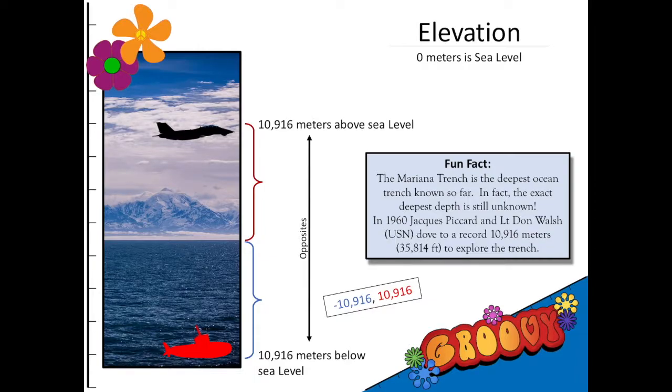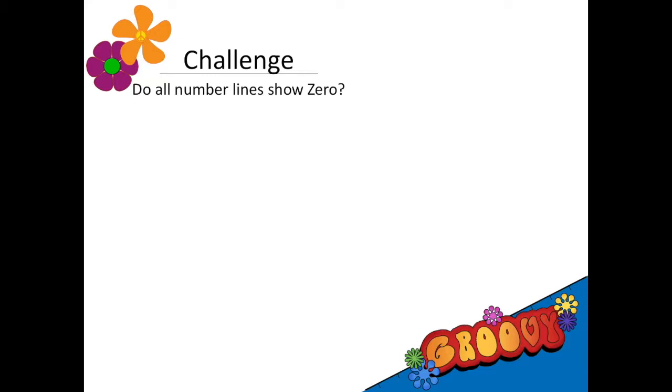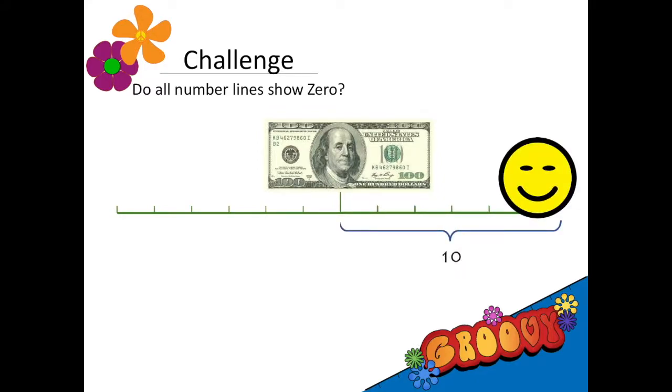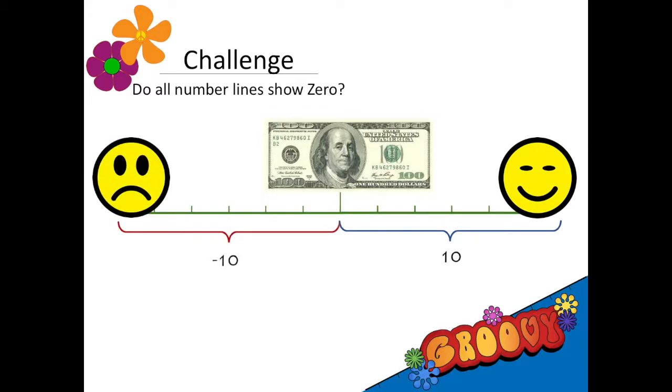But I do have a challenge for you. It's a question. Do all number lines show 0? You may want to say yes, because we just discussed the concept of opposites and it's based on 0. But in fact, other numbers can kind of act as a 0 point. It sounds confusing, but watch this. Let's say you have $100 and you want to invest it in the stock market. Your $100 is your starting point. You could gain an extra $10, which would be great, or the opposite could happen, and you could lose $10, which would be not so great.